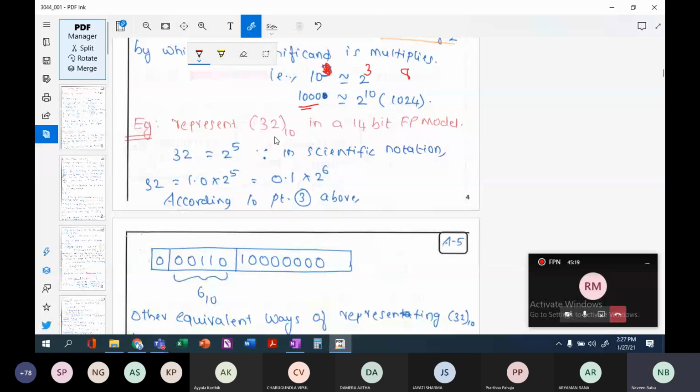Now let us take a real example. The question here is, I need to represent the decimal number 32 in a 14-bit floating point model. When I represent this 14-bit floating point, the first thing I need to do is create these fields of 14 bits. So I have created a field of 14 bits here.